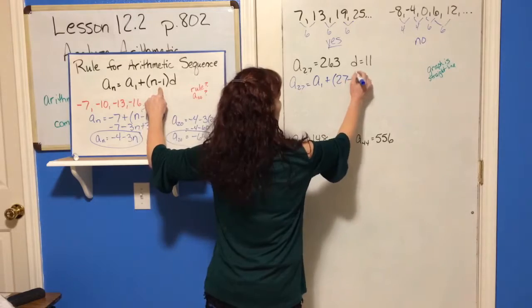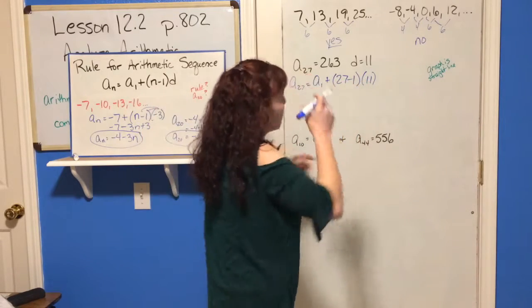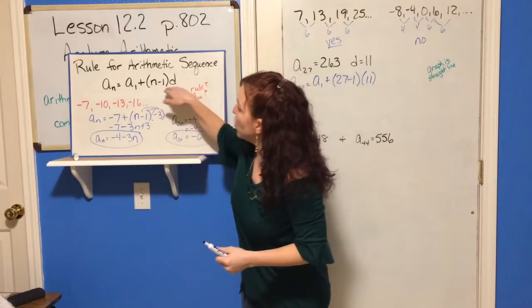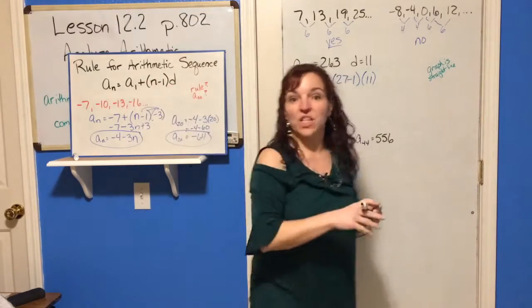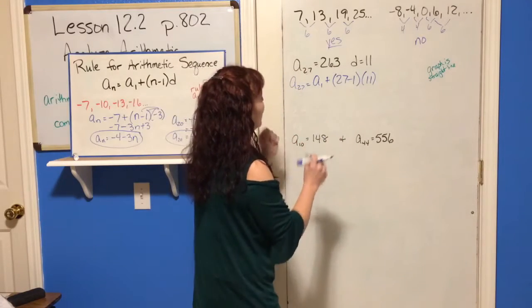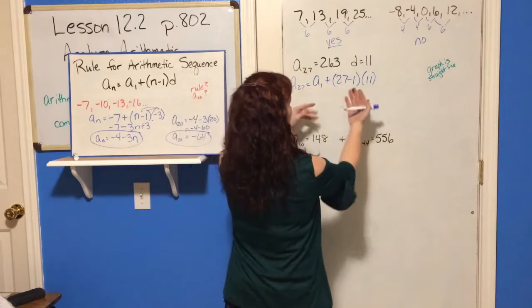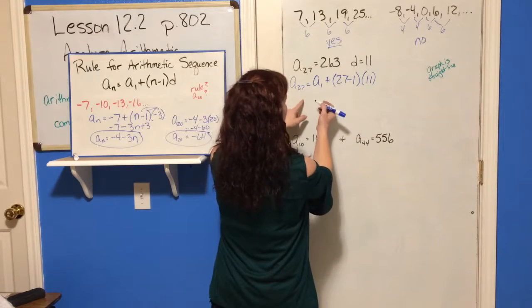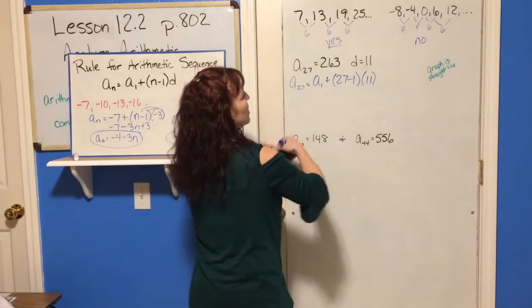27 minus 1 times d, which is 11. So the trick is simply, as long as I give you 2 of the unknowns, you can solve for the other piece that you don't know, and then we can make it into a generality. So this is the only unknown right now. So let's solve it. Oh, actually, you know what? Guess what? A sub 27 is 263.